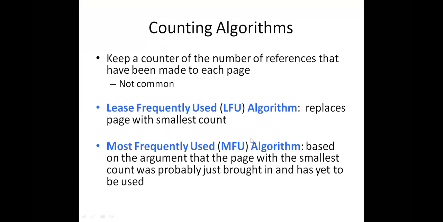And next, what is most frequently used? It is based on the argument that the page with the smallest count was probably just brought in. Whichever page came into the main memory just now will always get the smaller count. That page will be used in the near future. It is just brought in and has yet to be used. It may be used in the near future. So that is the reason why we should not select it as a victim page.